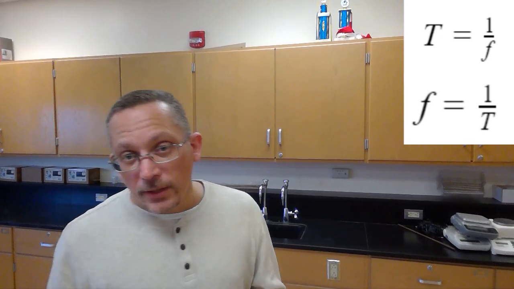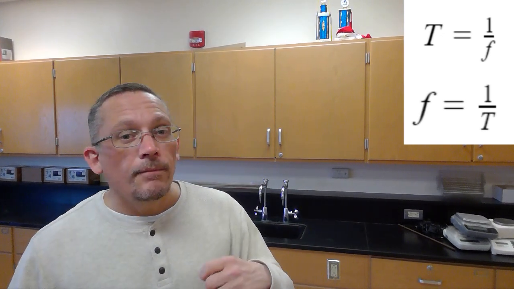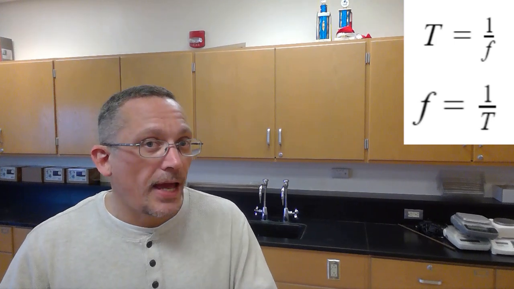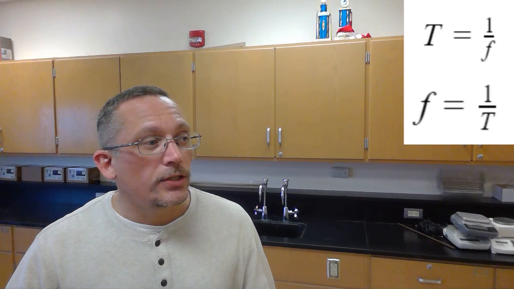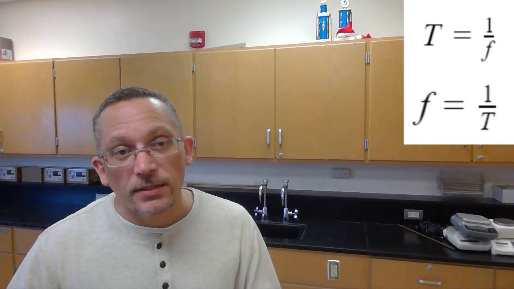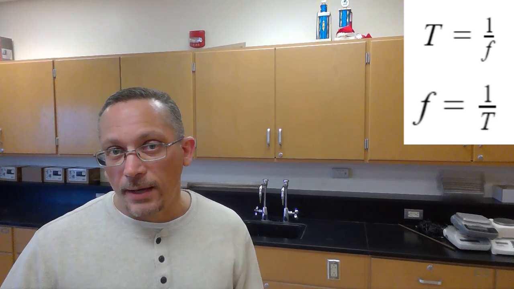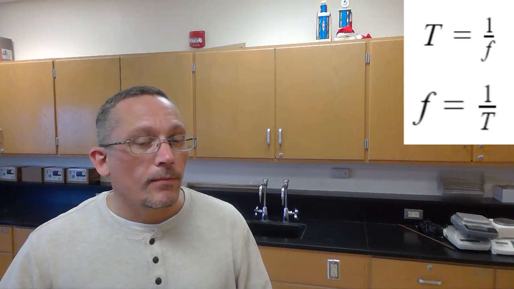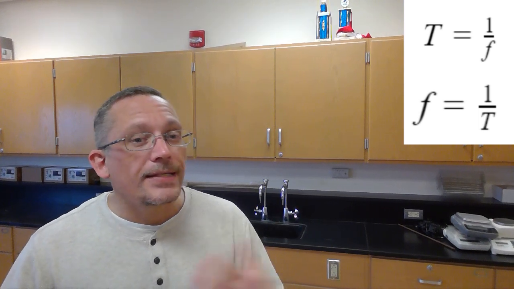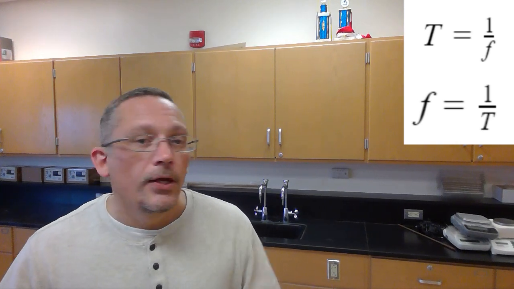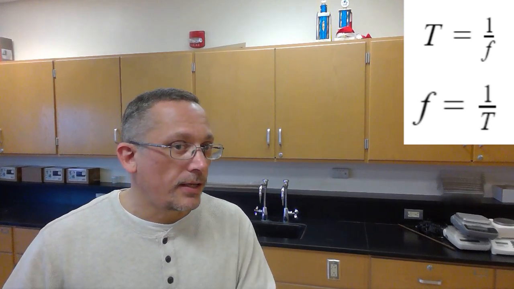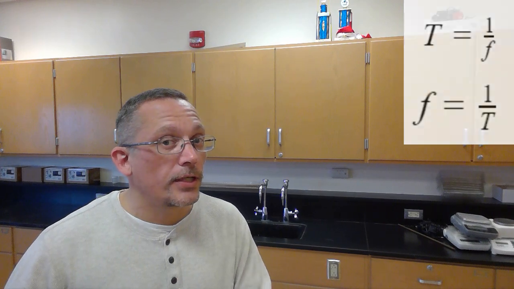Okay, the period is how much time it takes for something to happen. When we're talking about waves, the period is how much time it takes for one wavelength to happen. The frequency is how many of those wavelengths happen each second. Period is measured in seconds and frequency is measured in hertz.